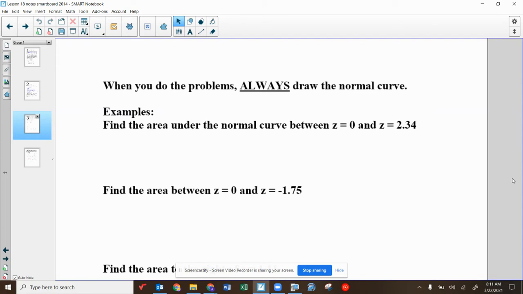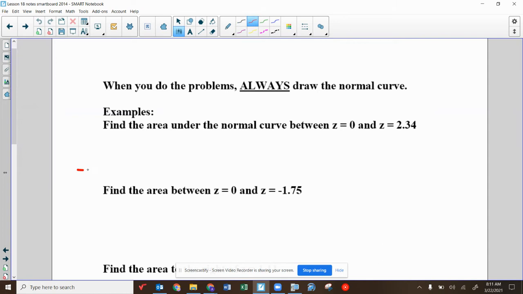All right, so when you go to take the test, you're going to need to draw these curves each time you do a problem. I think in the homework it's probably drawn in there for you, and then you just fill it in, but if it's not, then you're going to draw it. All right, find the area under the normal curve between z-score of 0 and 2.34. All right, so draw a curve.